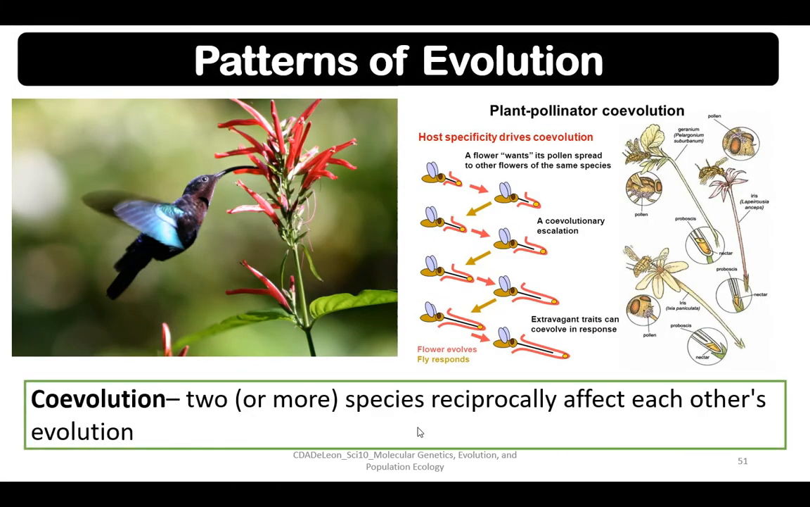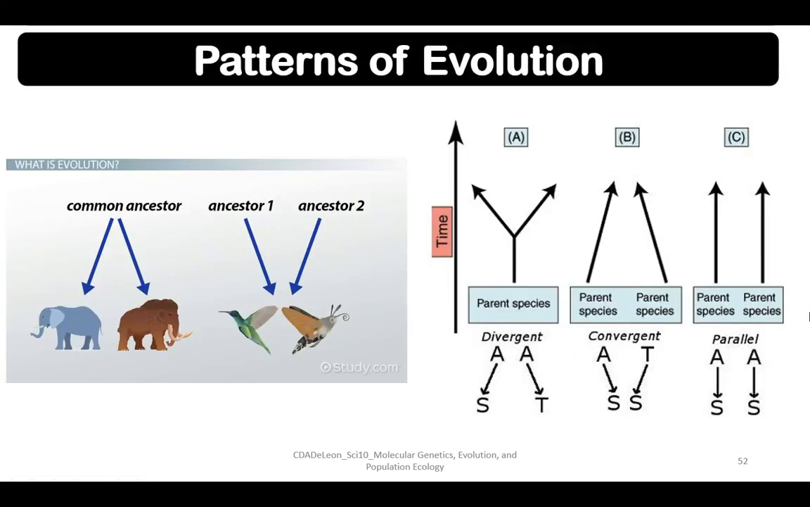Coevolution is when two or more species reciprocally affect each other's evolution. So, nag-evolve yung bird, nag-evolve yung flower. An example is the hummingbird and the flower. So we have the common ancestor that gives rise to two different species.